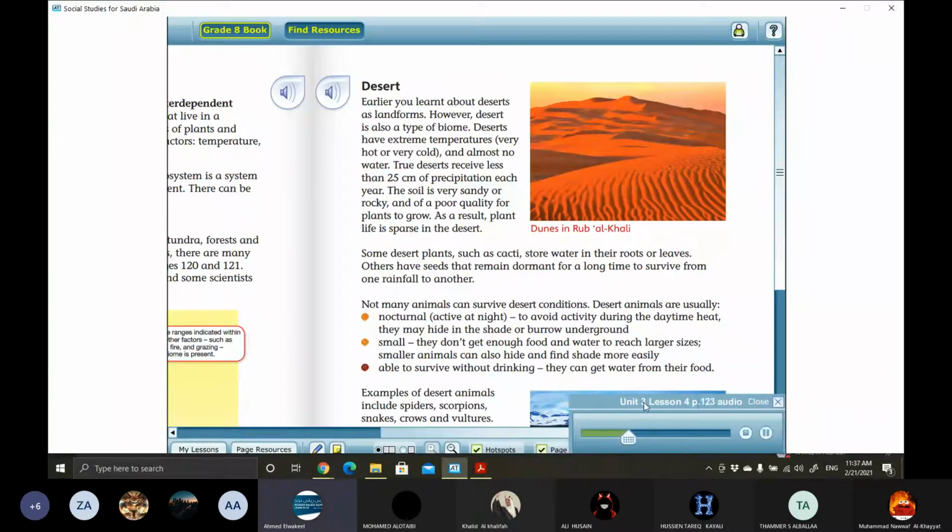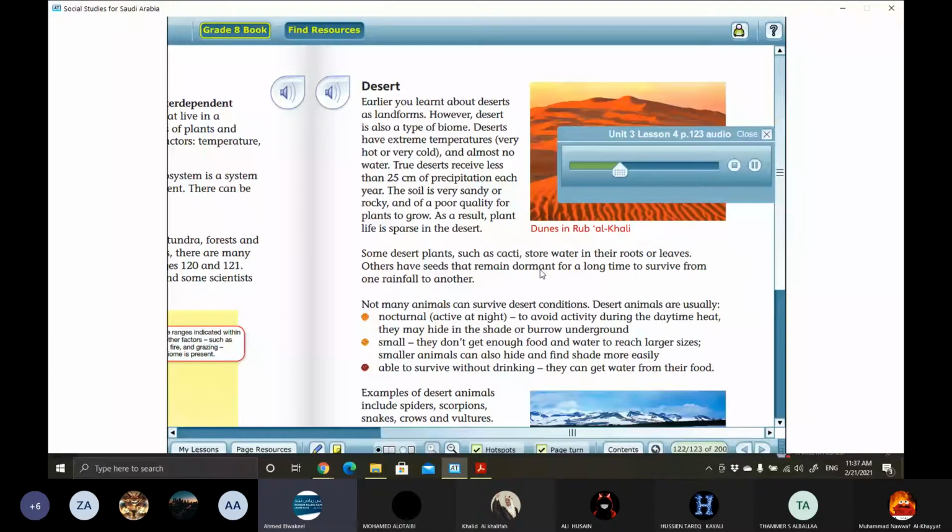Some desert plants, such as cacti, store water in their roots or leaves. Others have seeds that remain dormant for a long time to survive from one rainfall to another. Not many animals can survive desert conditions. Desert animals are usually nocturnal, active at night. To avoid activity during the daytime heat, they may hide in the shade or burrow underground. They are small. They don't get enough food and water to reach larger sizes. Smaller animals can also hide and find shade more easily. They are able to survive without drinking, and can get water from their food. Examples of desert animals include spiders, scorpions, snakes, crows, and vultures.